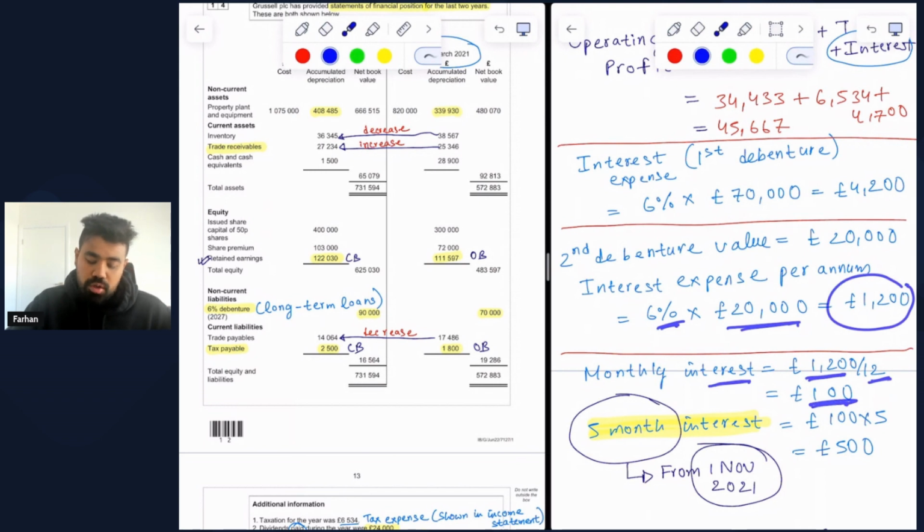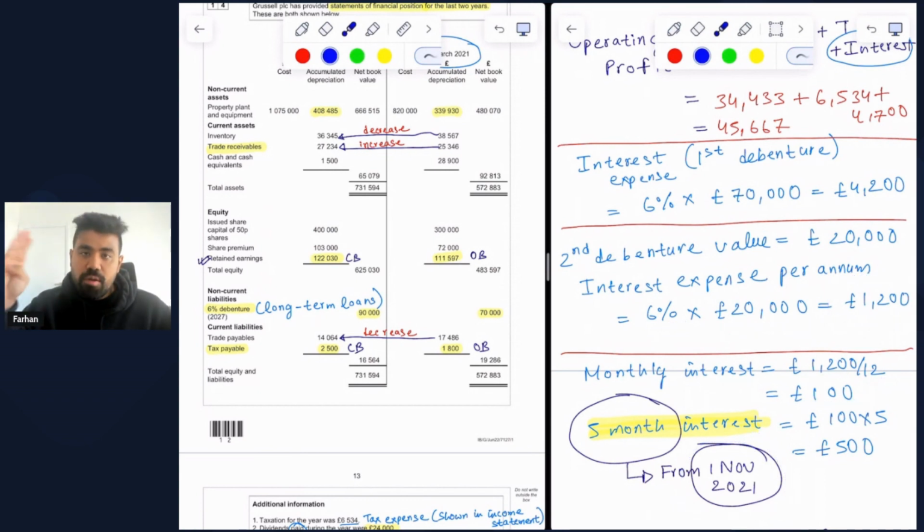We know the loan was taken on 1 November 2021. Since 1 November 2021 until the end of 31 March 2022, which is the end of the current financial year for which we are preparing the statement of cash flow, how many months have passed? We have November, December, January, February, and March. So that's 5 months in total. If the monthly interest is £100, then the interest for 5 months would be £100 multiplied by 5, and therefore £500. Does that make sense?